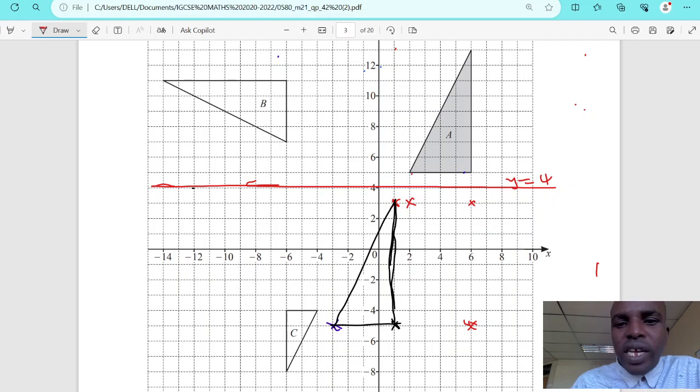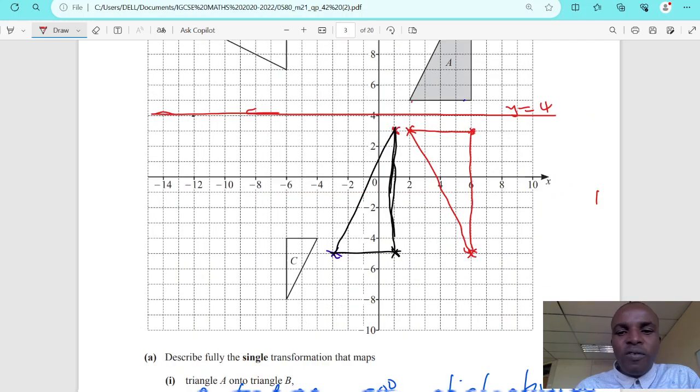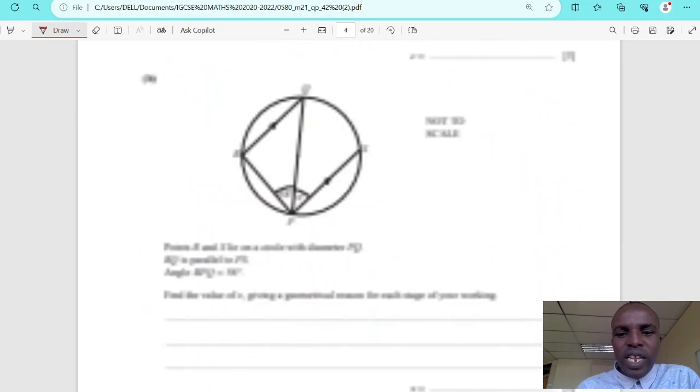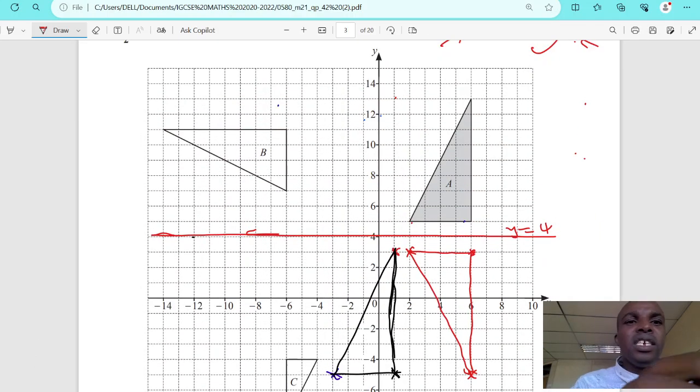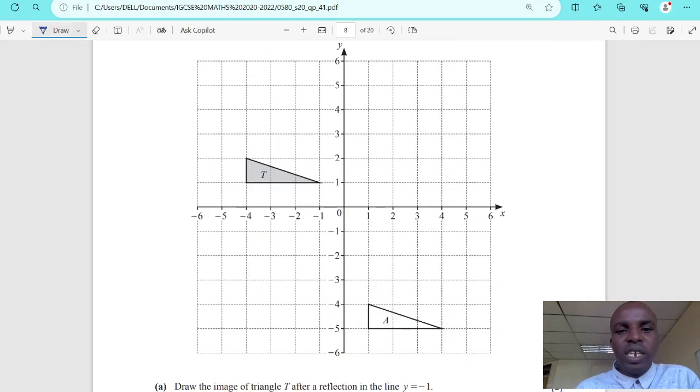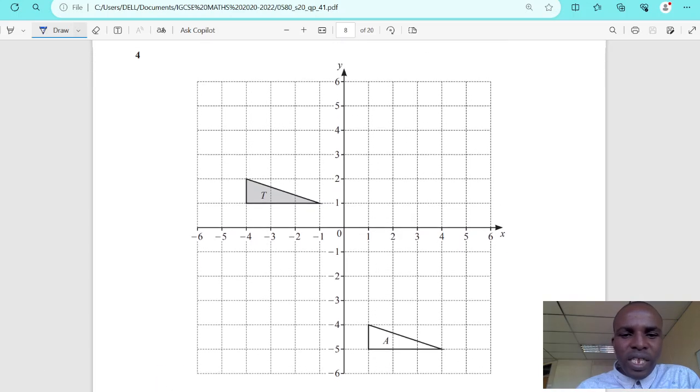That's the line. Then let me join my triangle, this one. Done. That will be the reflection of triangle A on the line y equals 4. Done. So this question paper, done. Next question paper, right, this one.